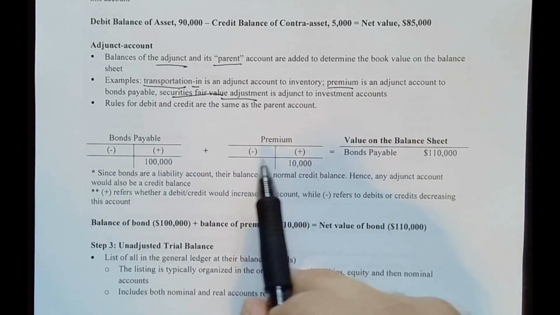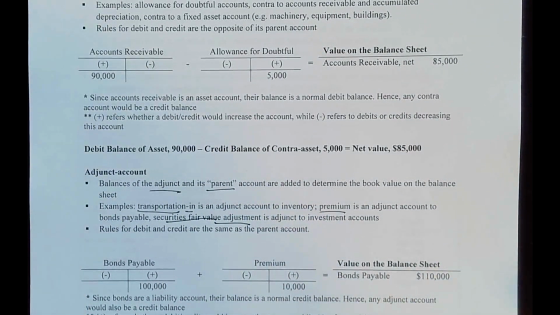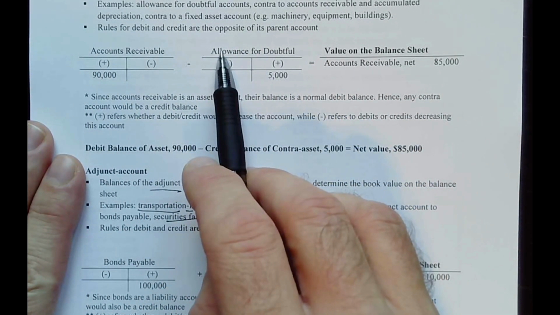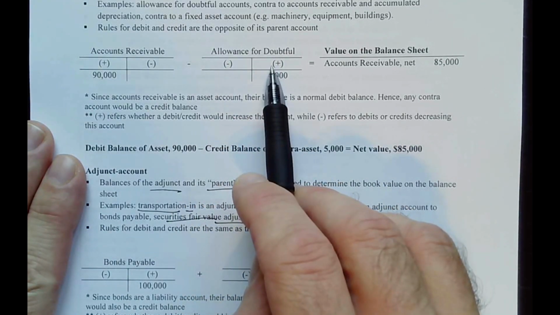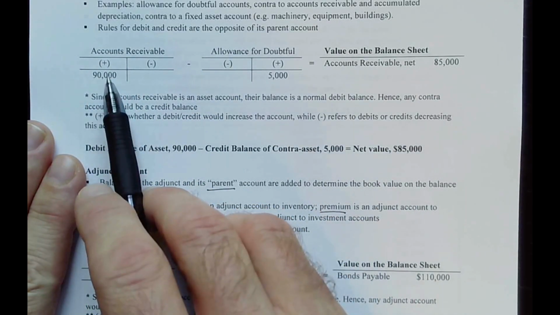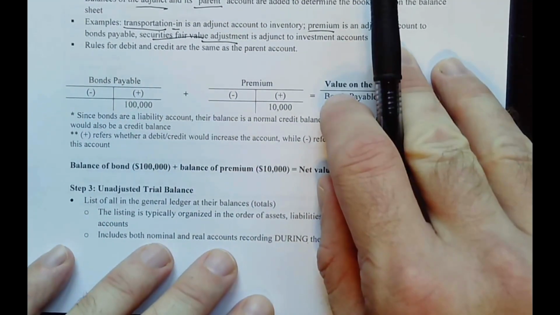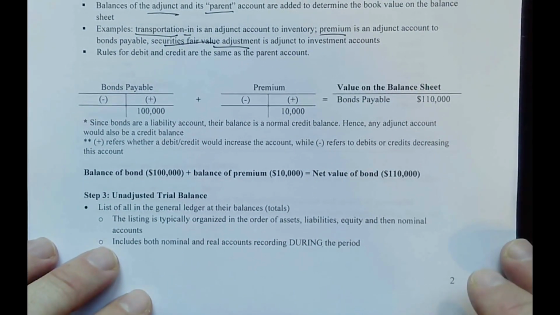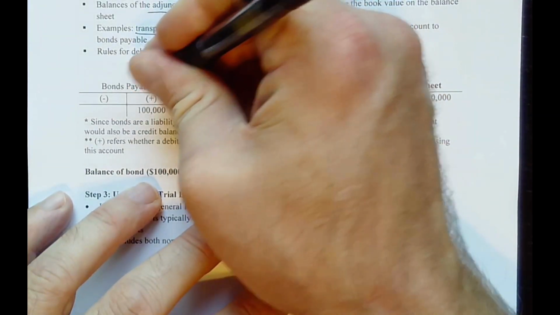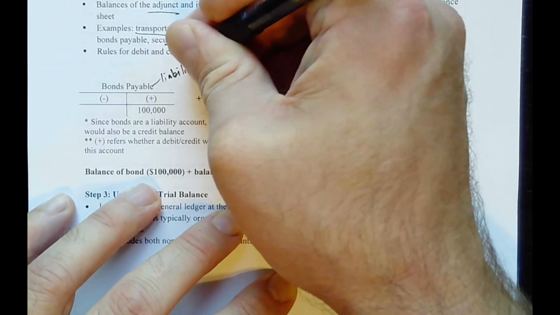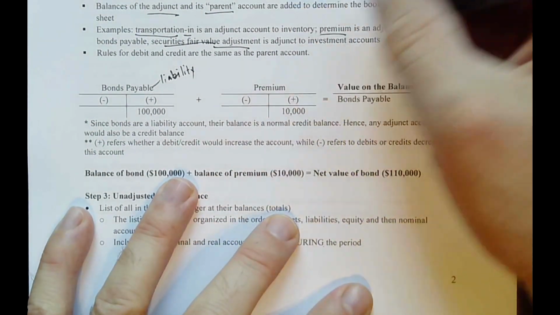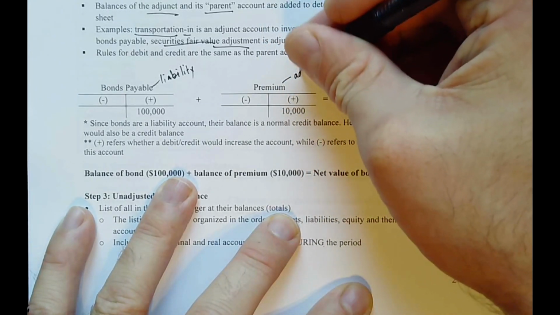Now, remember that for the contra account, we had opposite balances. So for the contra asset account, allowance for doubtful accounts, we had credits increasing that contra account because debits increase the parent account. So we want the opposite effect for the contra account. Now, when we're talking about an adjunct account, the rules are aligned. So if we have a bond payable, which is a liability account, it is what we create when we have a creditor give us money. We're going to pay them back $100,000. So it's a liability. The premium to that then becomes an adjunct liability.